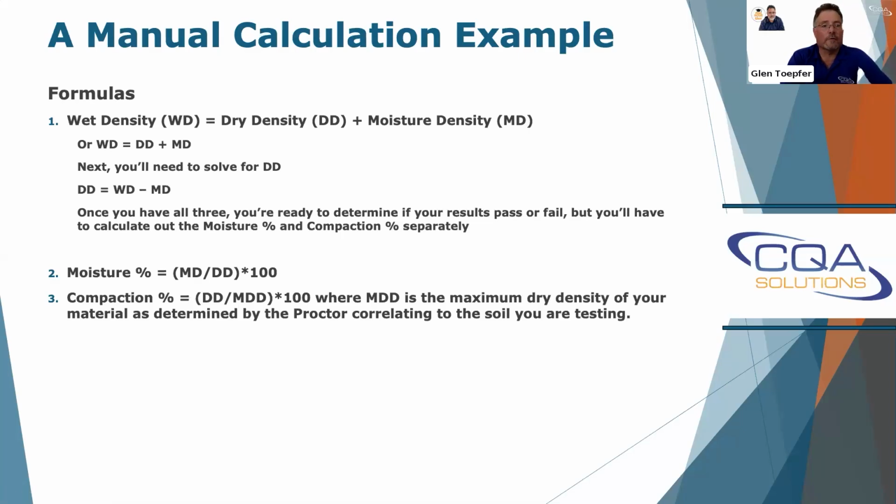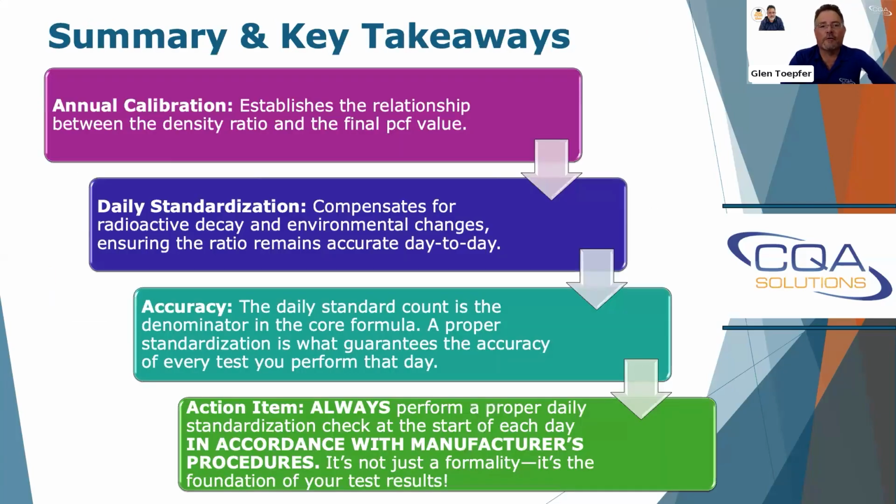So now you have your results, and you got to figure out if it passes or fails. If it fails, the contractor's ready to kill you, and by the end of the day, you're ready to kill them because you got to keep taking tests, and it takes you forever to calculate out. So it's a lot simpler with these gauges that calculate it out quickly.